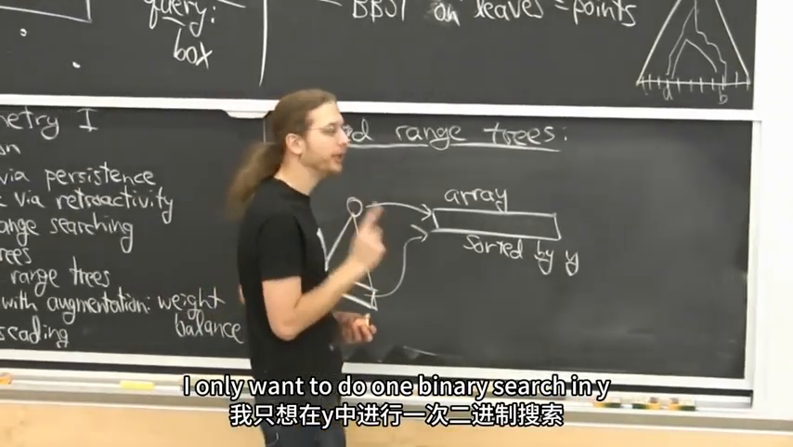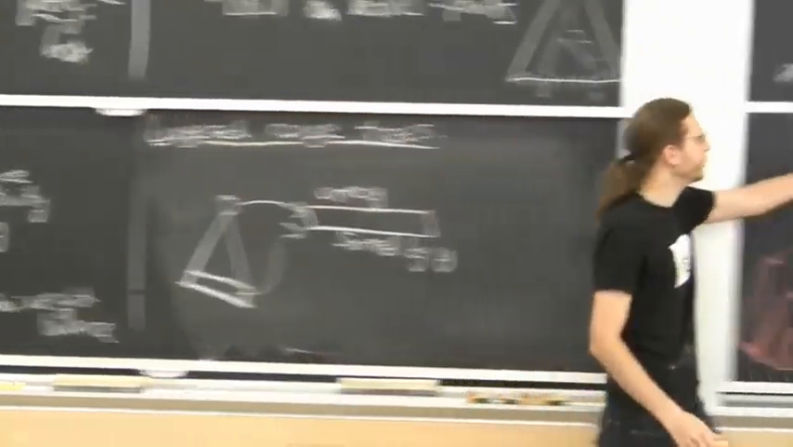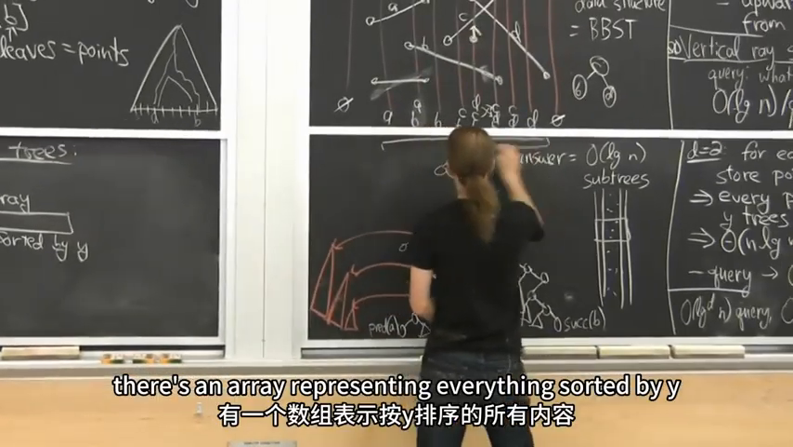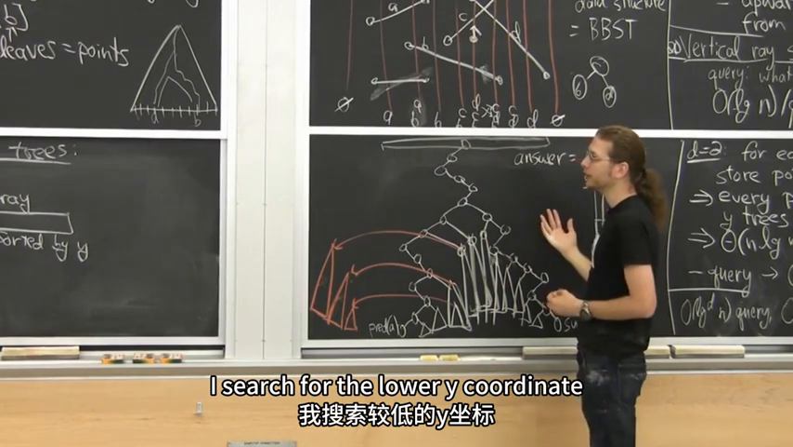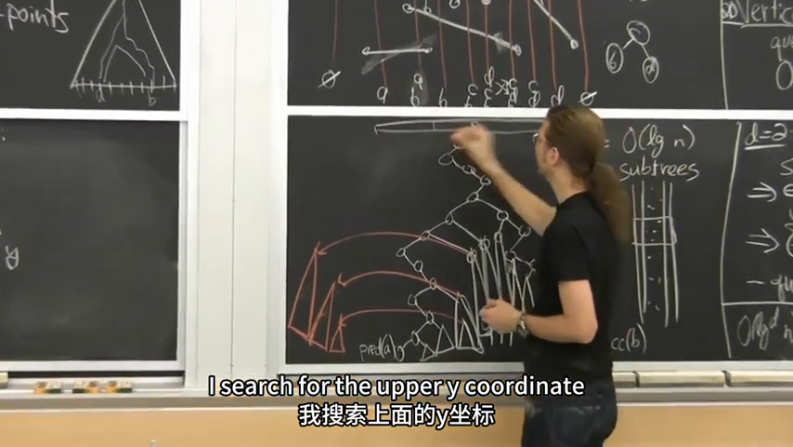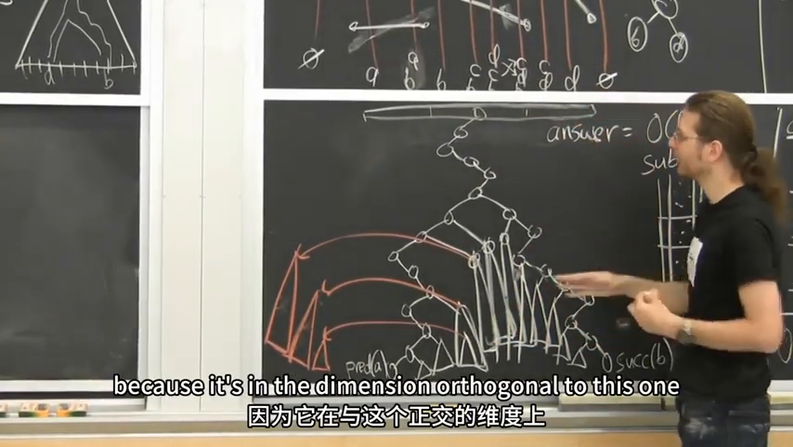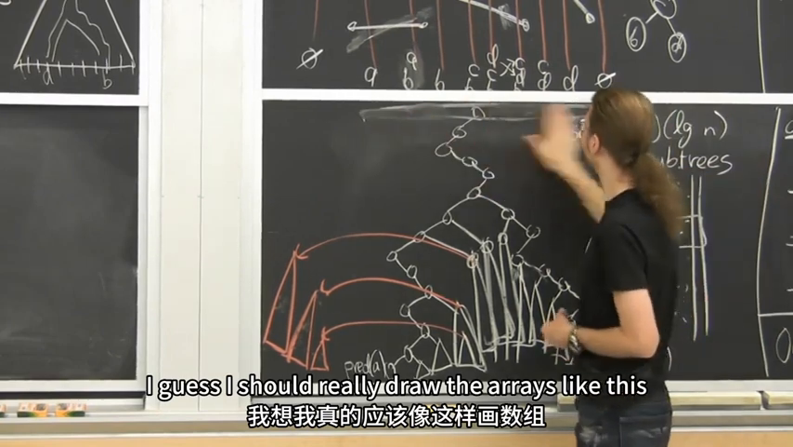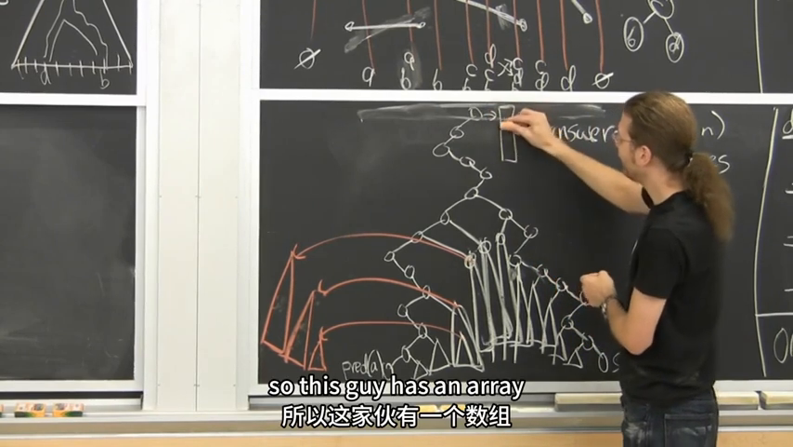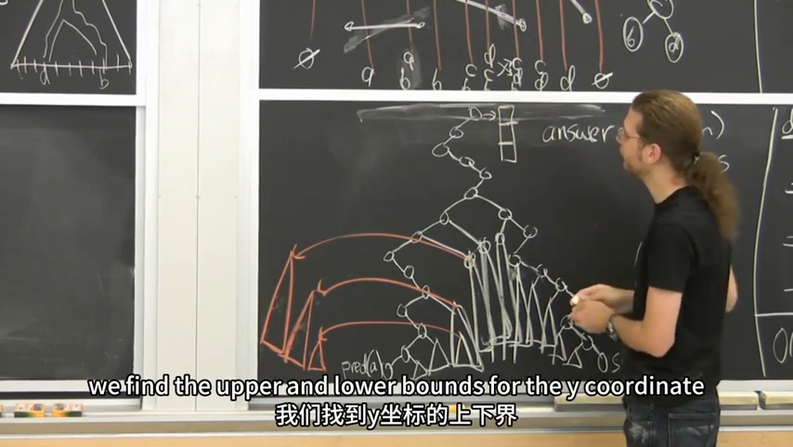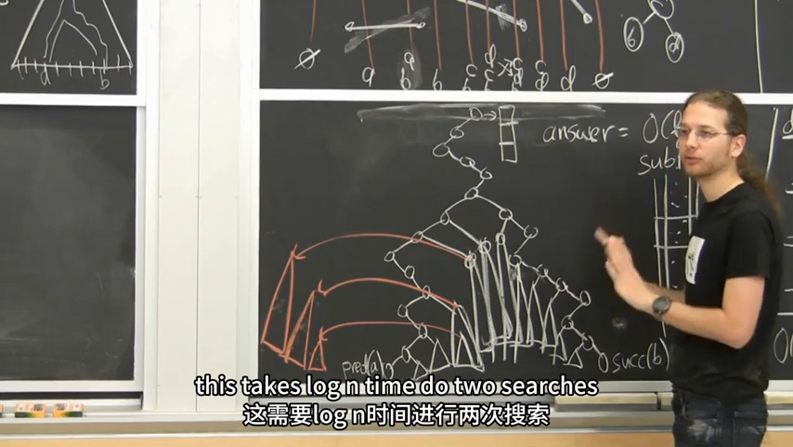I only want to do one binary search in y, and that will be at the root. So at the root, there's an array representing everything sorted by y. I search for the lower y coordinate. I search for the upper y coordinate. It's hard to draw this because it's in the dimension orthogonal to this one. I guess I should really draw the arrays like this. So this guy has an array. We find the upper and lower bounds for the y coordinate in the global space. This takes log n time to do two searches.